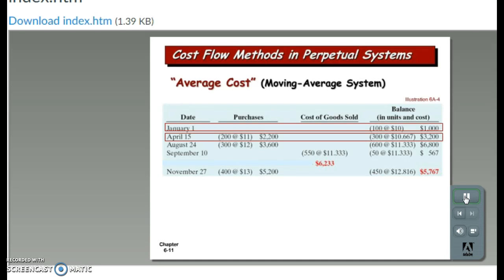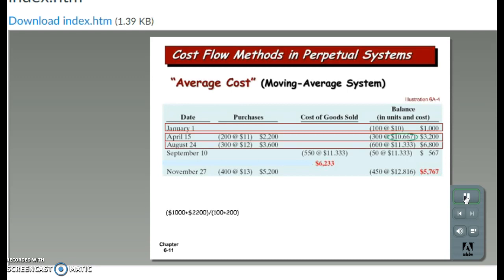On April 15th, after the 200 units are purchased, an average cost per unit is calculated. The average cost per unit is calculated by dividing total cost of the inventory by total units of the inventory. The average cost of $10.667 is calculated by dividing the cost of 1,000 from January 1 plus 2,200 from the April 15 purchase by the 100 units from the January 1 plus the 200 units from the April 15 purchase.